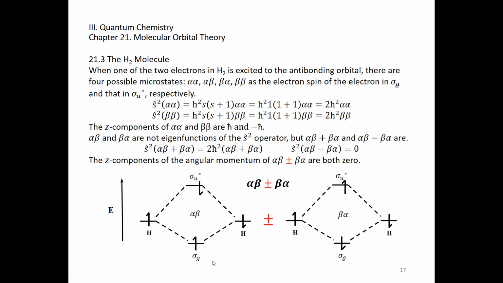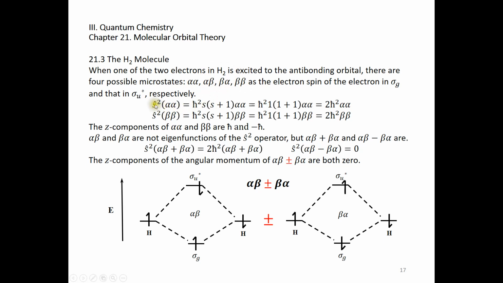But what if we promote one of the 2 electrons in the H2 molecule to one of the anti-bonding orbitals, and then there are 4 possible microstates? We can write them out. We can have one electron in the sigma g orbital, the other electron in the sigma u star orbital. Now we can have alpha alpha, alpha beta, beta alpha, and beta beta. This is just because now we have 2 electrons in 2 different spatial orbitals. They have different spatial quantum numbers. Therefore, it's okay for them to have the same spin quantum numbers. So it's okay for them to be alpha alpha or beta beta. And also, we can have alpha beta or beta alpha.